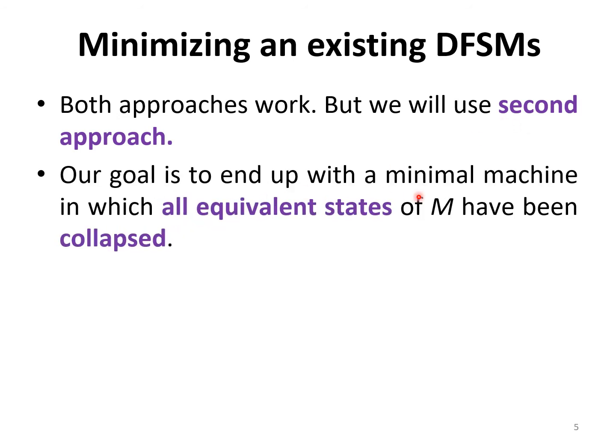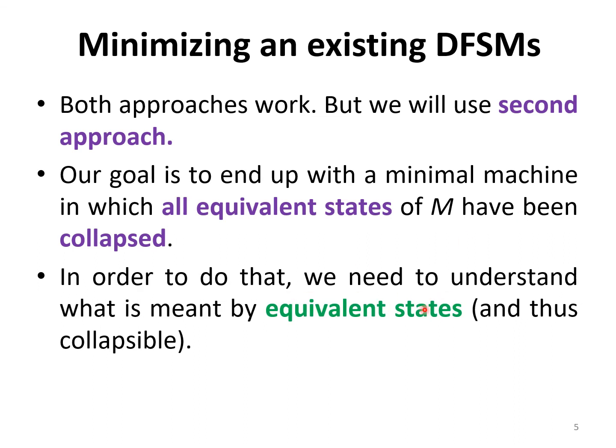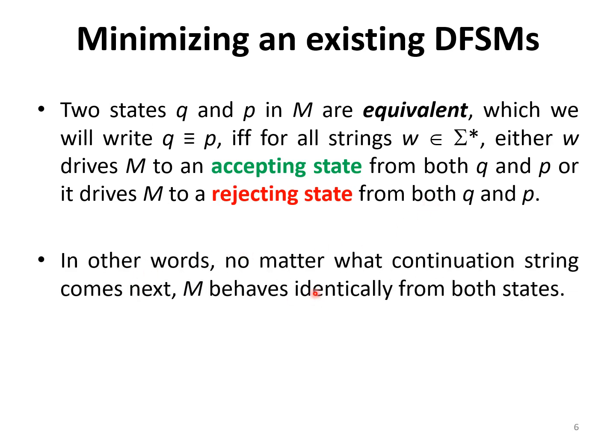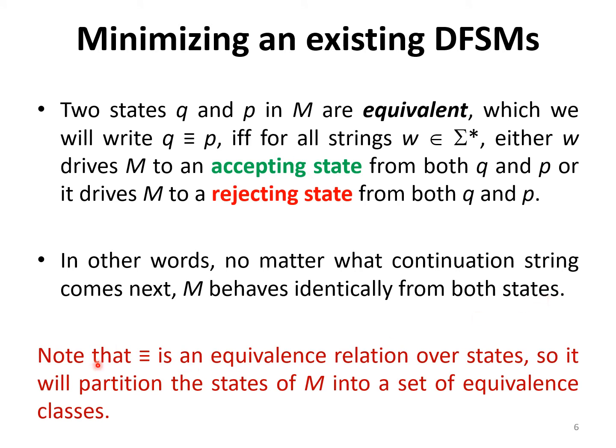Our goal is to end up with a minimal machine in which all equivalent states of M have been collapsed. So in order to do that, we need to understand what we mean by equivalent states and thus collapsible. Two states q and p in M are equivalent, which we will write as q ≡ p, if and only if for all strings w belonging to Σ*, either w drives M to an accepting state from both q and p, or it drives M to a rejecting state from both q and p. In other words, no matter what continuation string comes next, M behaves identically from both states. Note that this sign is an equivalence relation over states, so it will partition the states of M into a set of equivalence classes.